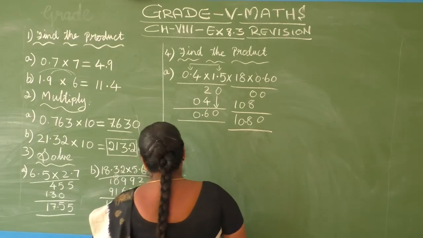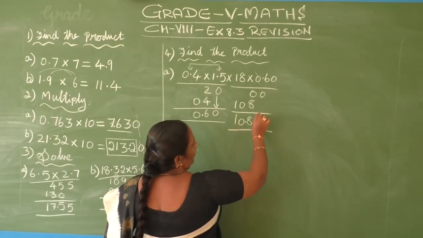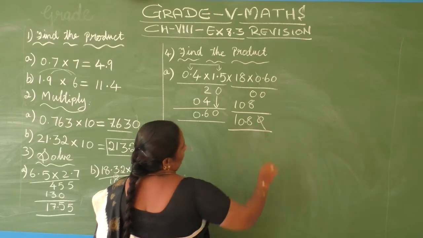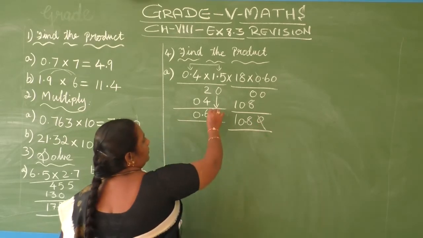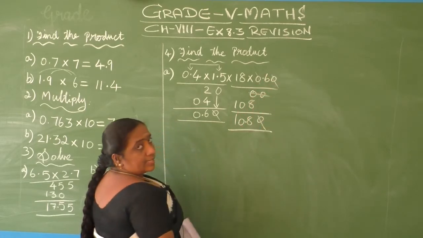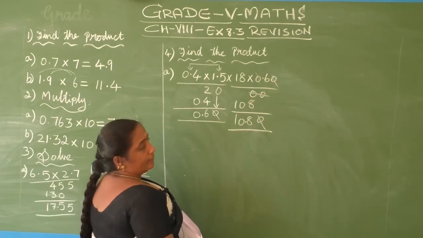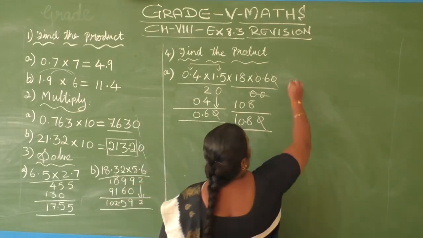So 10.80. Already told you, in a decimal part there is no value for that 0. So leave it. Okay da? Right. Here also you can leave it. You multiplied that 0 only. Now also the same answer will come. Do you understand? Right.